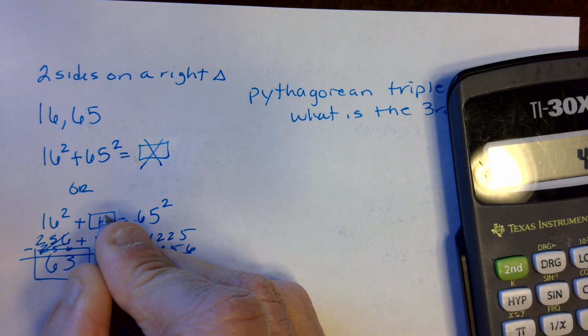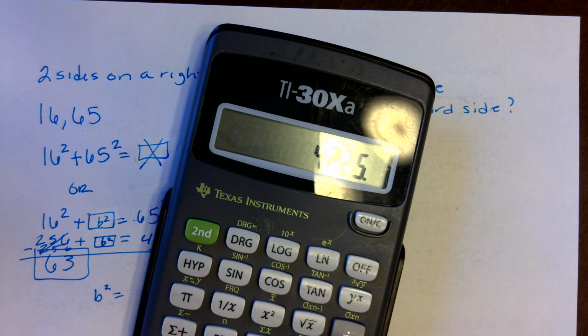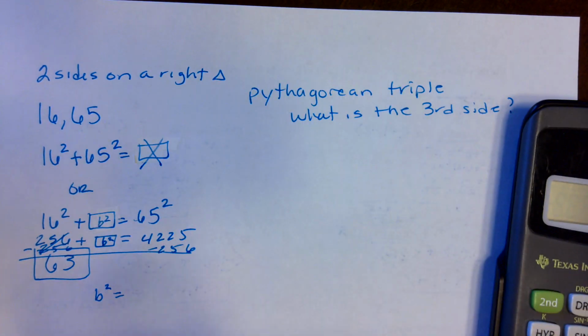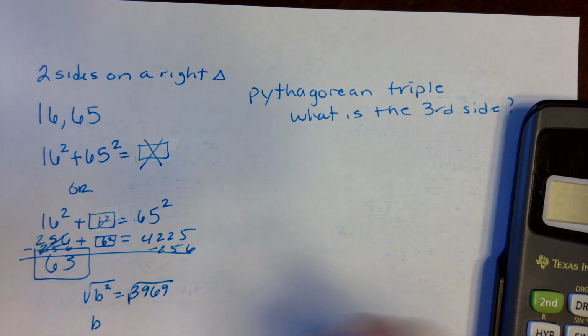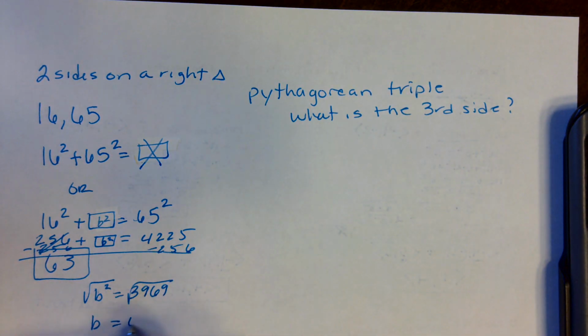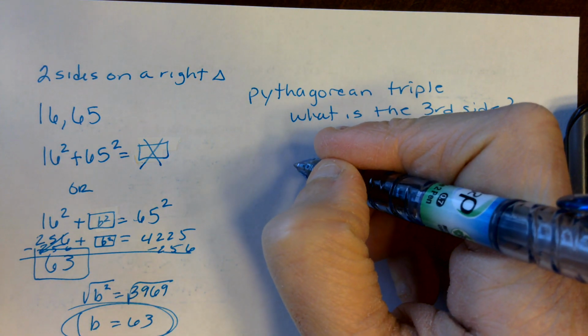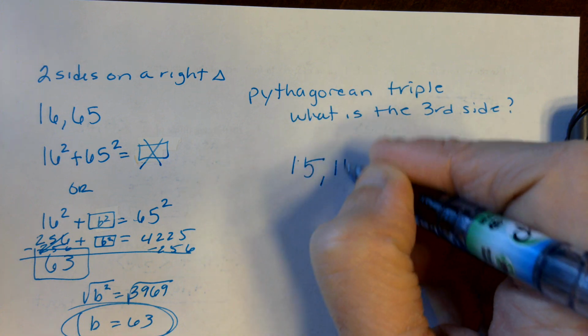I can just put b squared in there, I guess. B squared equals 4225 minus 256 equals 3969, square root, 63. And when you get that whole number, you've found the winner. When it's a decimal that goes forever, you have not found the winner. Okay, try another one. I'm going to give you 15 and 113.